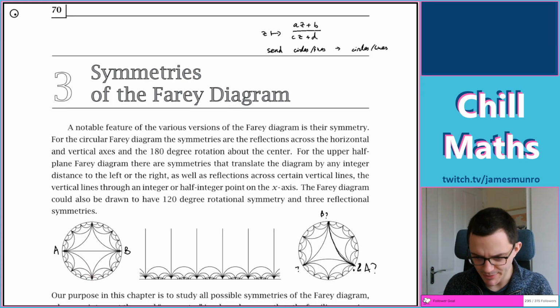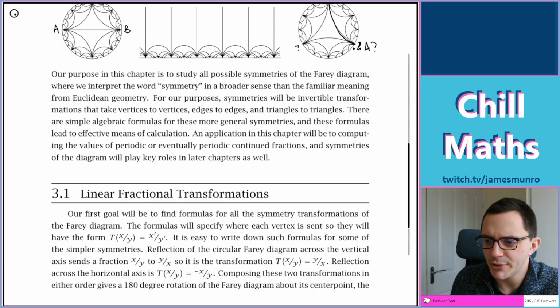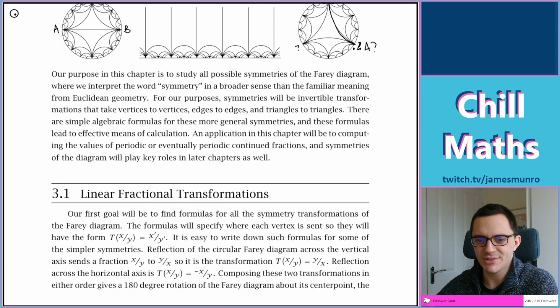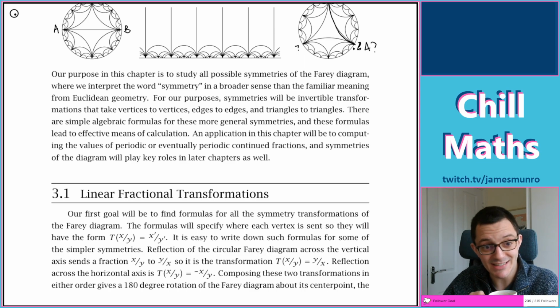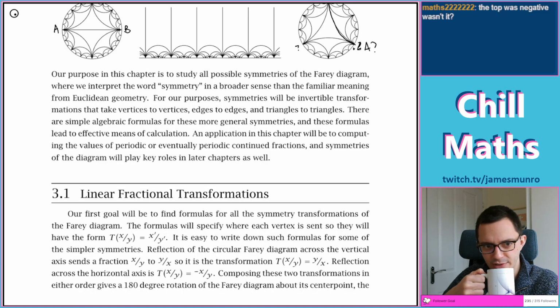Okay. Our purpose in this chapter is to study all possible symmetries, in a broader sense than the familiar meaning from Euclidean geometry. You see, that sounds like someone setting up a broader sense than familiar from Euclidean geometry. It sounds like someone's setting up a larger class of transformations, right?